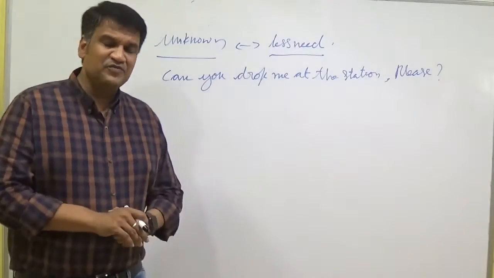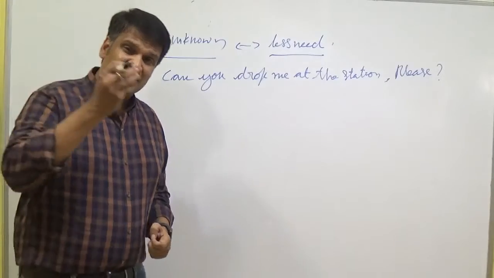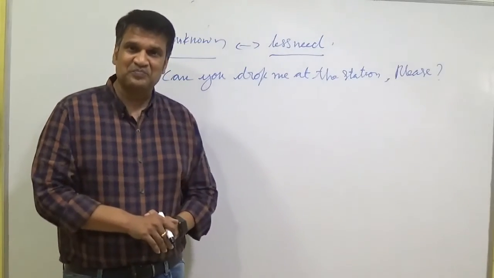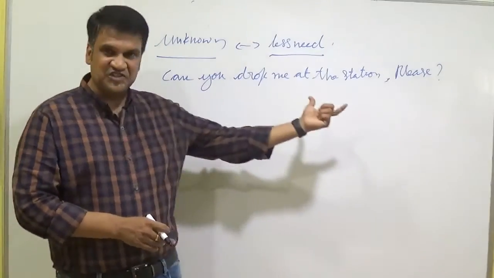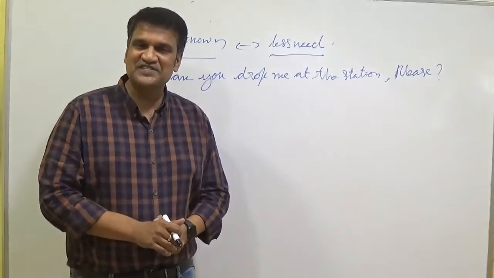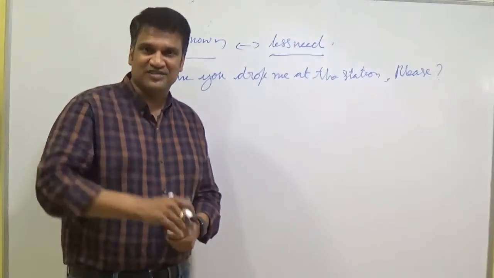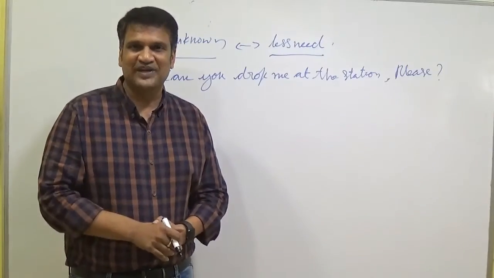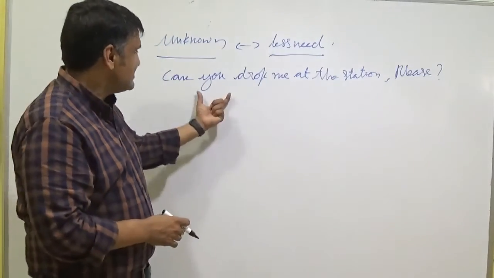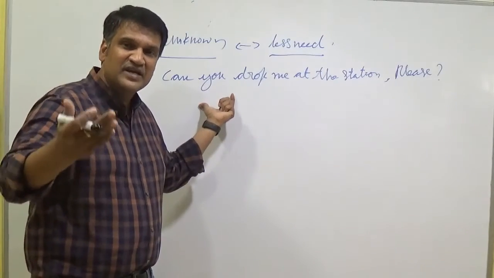And if the person is a stranger, and you don't essentially need the person to help you, then you can use this pattern: "Can you drop me at the station, please?" If he says, "No, I can't," it's okay. I am leaving you the chance, the choice, to say either yes or no. It's up to you. So this sentence indirectly gives the listener the meaning: it's up to you.